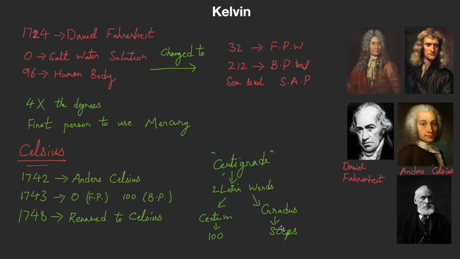Celsius is now part of the metric system, and it is used all around the world in day-to-day measurements. So Celsius is now most commonly used around the world in everyday measurements. So next will be the Kelvin. Kelvin is more accurate, but it's only used in the scientific world where you need more accurate measurements. So Kelvin is used in the scientific world, while Celsius is used in the common day-to-day world.